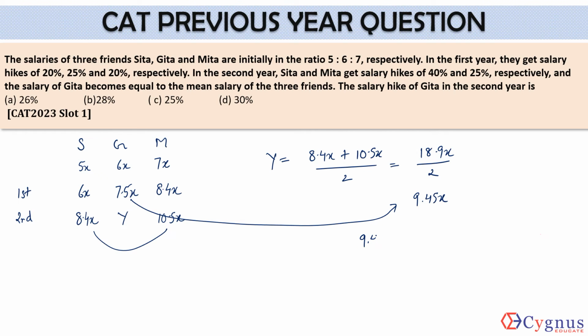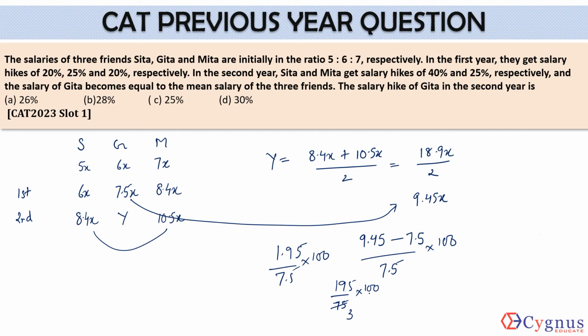Let's try to calculate it. Final value is 9.45. Earlier it was 7.5. So what's the percentage change here? Let's look at this one. When you subtract it, what do you get here? You get 1.95 divided by 7.5 into 100. Or this can also be written as 195 by 75, 195 by 75 into 100.